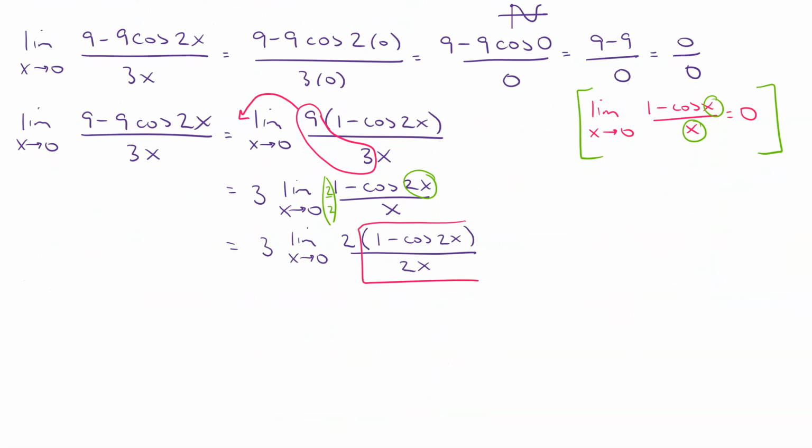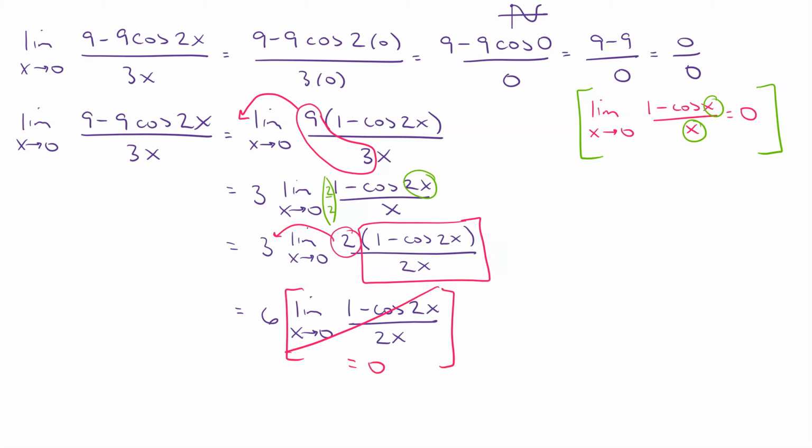I can see the combo that I'm looking for right there. I can again pull this constant out of the limit, multiply it times the 3 that's already there. So 3 times 2 is 6, and then I have the limit as x goes to 0 of (1 minus cosine 2x) over 2x. This combo that I see equals 0. So what I have after all of this is 6 times 0, which equals 0, where x can't be 0, and there's a removable discontinuity at (0, 0).